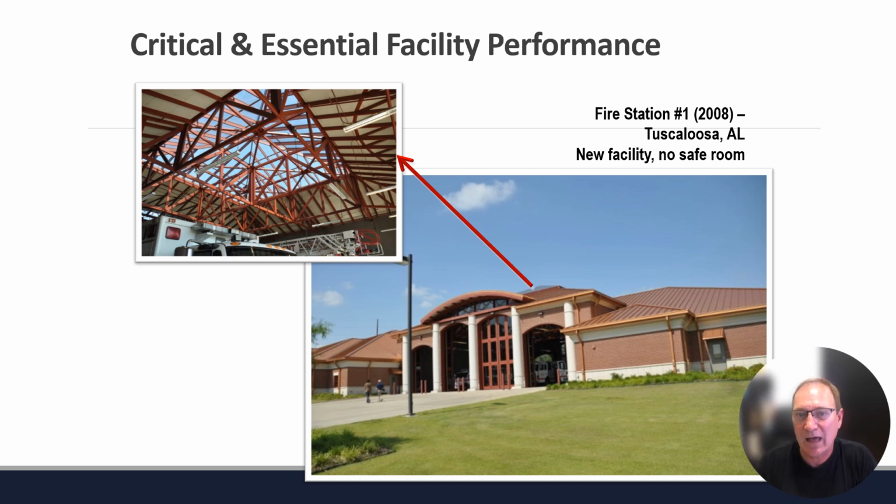This is an example of a fire station in Tuscaloosa, Alabama. It was a relatively new station. It did not have a safe room. There was some roof damage and some structural damage, but it did not collapse down on the equipment. And so the people in the building were safe and the equipment was able to respond. But one weakness that we saw, there was not an immediate impact of this building, and there was no safe room in the building, and it was recommended that a safe room be constructed.